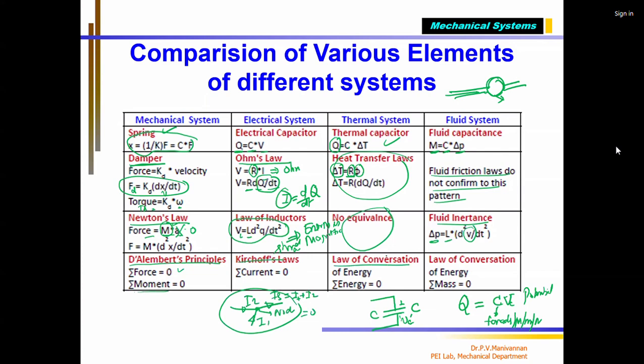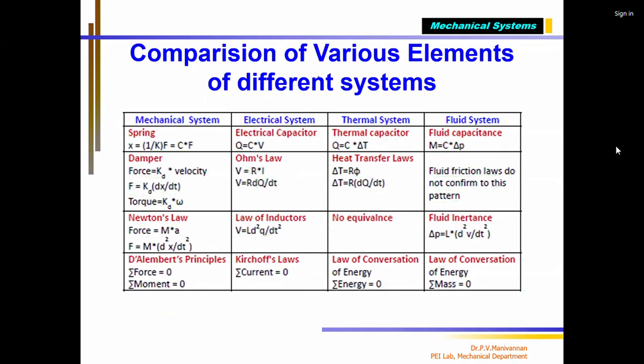Similarly, law of conservation for thermal system, we will talk about net thermal energy stored equal to 0 in a system. Similarly, law of conservation of energy for fluid system, it has mass equal to 0. So this table shows what the different equivalent systems are. We are trying to find various elements in different equivalent systems. Spring, electrical capacitor, thermal capacitor, fluid capacitor, they all have the same function. Damper, resistor, heat conducting plate are equivalent, and here there's no equivalent. Newton's law, we can see whatever we saw consolidated.